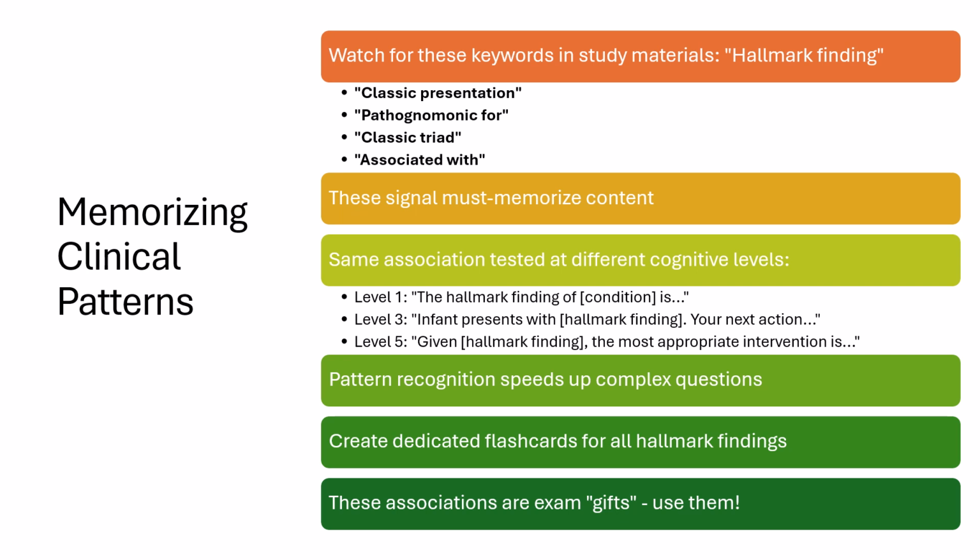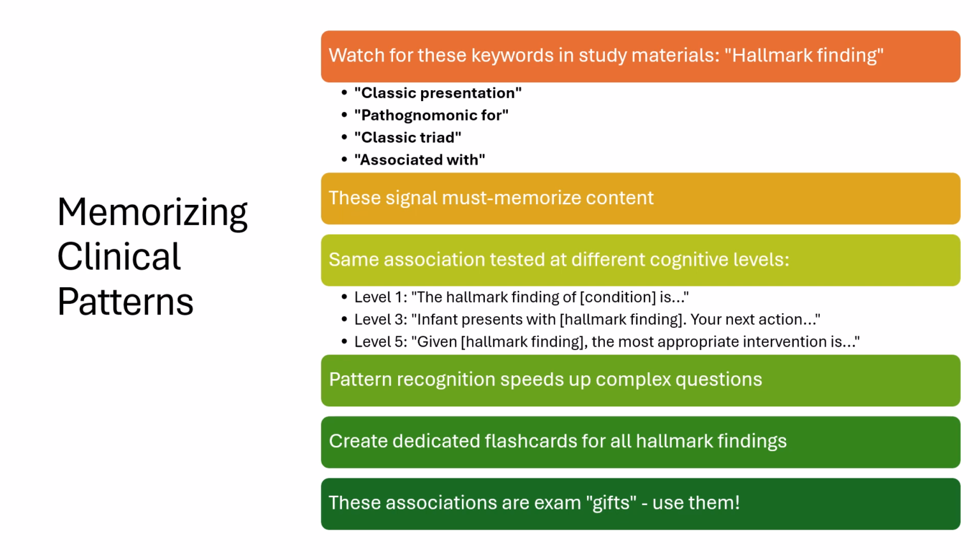But that same piece of information might appear at level 3 as: a preterm infant's chest X-ray shows ground glass opacities. What is your next intervention? Or at level 5: given these chest X-ray findings, which management strategy would be most appropriate? The key insight is this. If you haven't memorized that ground glass appearance equals RDS, you can't even begin to answer the higher level questions about management. The memorized association is your entry point to the question, regardless of what cognitive level is being tested.